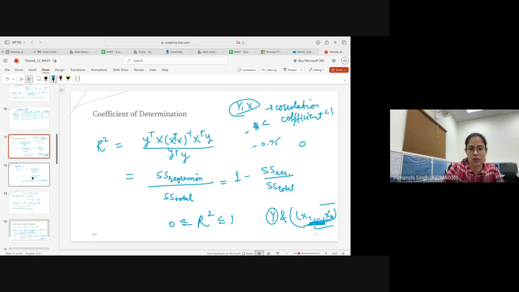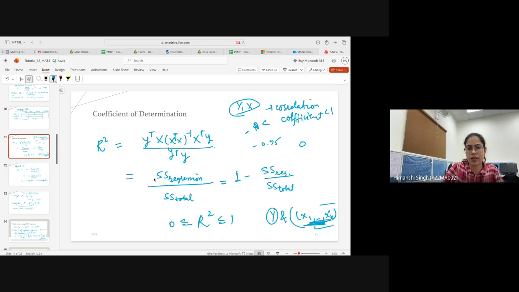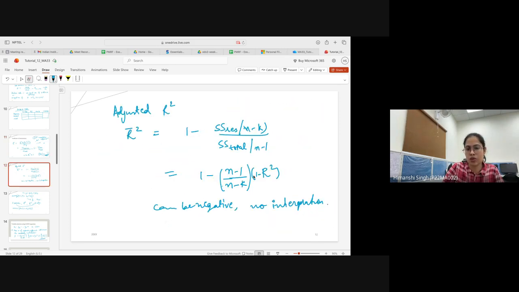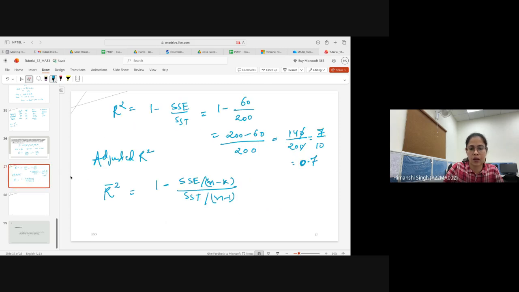Yeah, otherwise it is fine. Because you can see here also SSRES by SS total, it is 1 minus r square. So here also it will be 1 minus r square because this is the same ratio. Okay, so I'll write it there. So this is SSE divided by this thing, and we can also write it as 1 minus n minus 1 by n minus k, and here it is 1 minus r square.